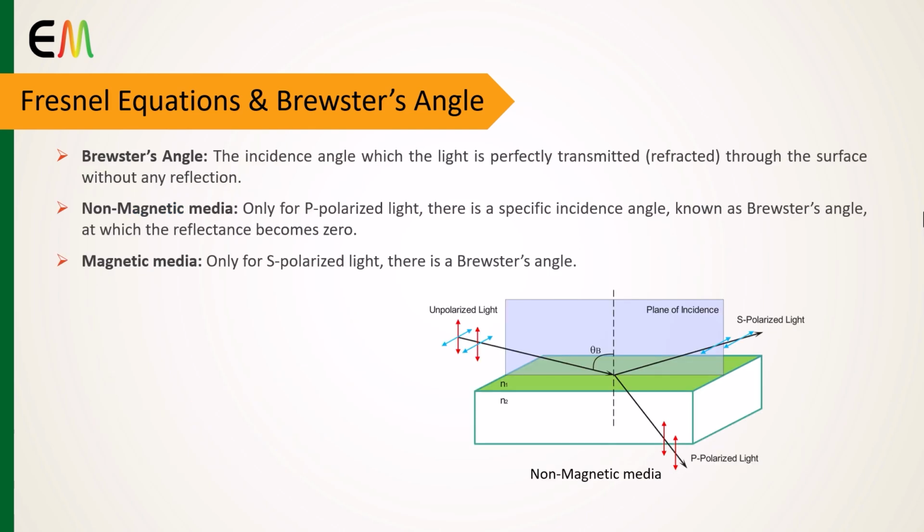As explained before, Brewster's angle is defined as the incidence angle at which the light is perfectly transmitted through the surface without any reflection. For non-magnetic media, Brewster's angle is observed only for P-polarized light, and for magnetic media, just for S-polarization, there is an angle at which the reflectance becomes zero. In general, Brewster's angle can be calculated by this equation.